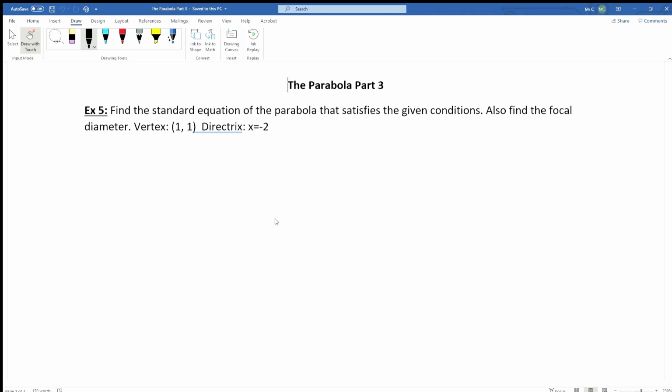Find the standard equation of the parabola that satisfies the given conditions. Also find the focal diameter. So the conditions in this case that are given are the vertex, which is (1, 1), and the directrix, which is x equals -2. So I'm going to start by graphing that information.